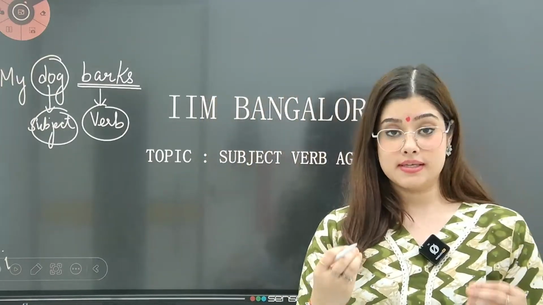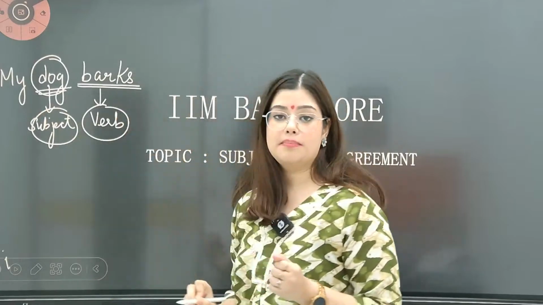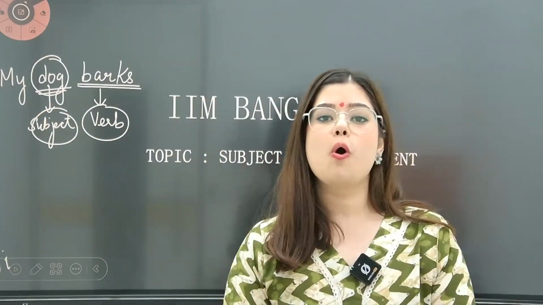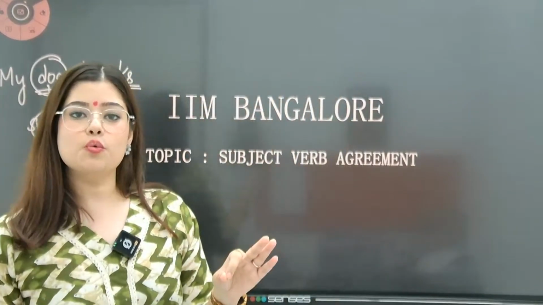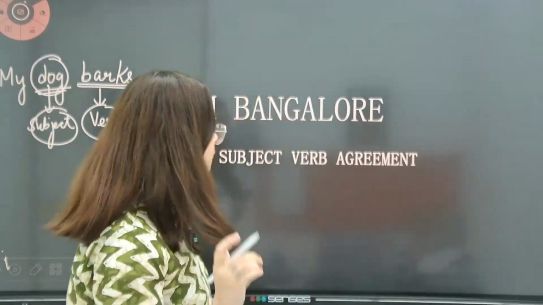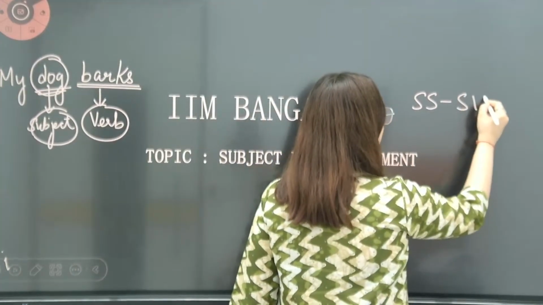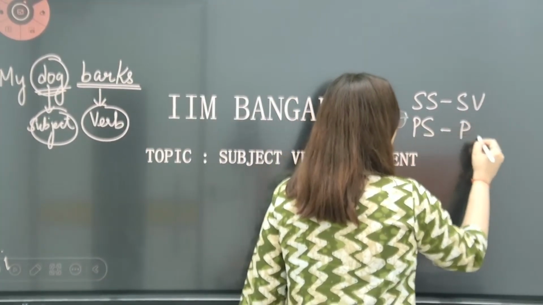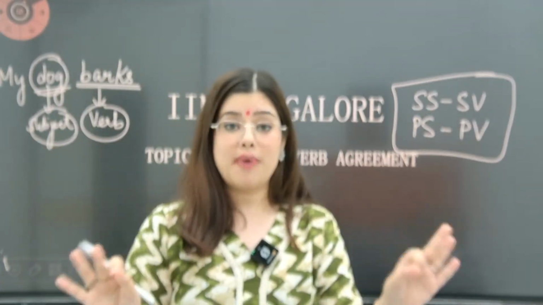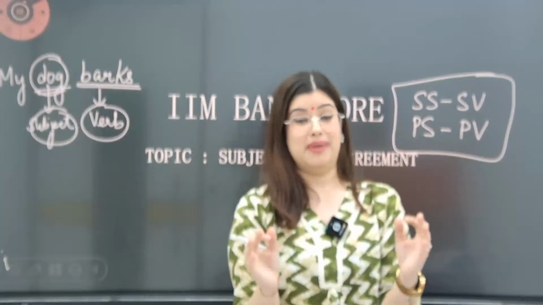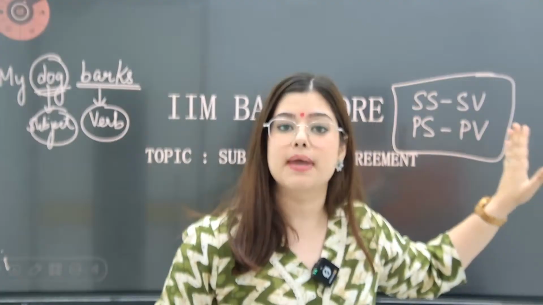Subject-verb agreement says that the subject of the sentence and the verb that we use along with that subject should always be in agreement. What do we mean by that? One simple rule that will help you solve all the questions: singular subject would always use singular verb and plural subject would always use a plural verb. As simple as that. No matter how complex the question may seem, this is one thing that you always need to keep in mind.